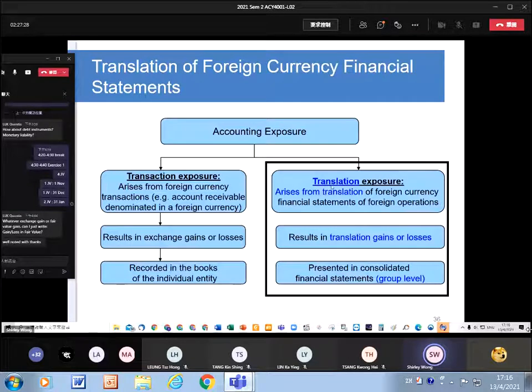Okay, now we are looking at translation exposure. Before the break, we went through transaction exposure, and transaction exposure is easy because you already have the concept of how to translate it. And then we talk about translation exposure. Translation exposure arises from translation, and it results in translation gain or loss. It means from the angle of the group level, that is, when you prepare the consolidated financial statement.